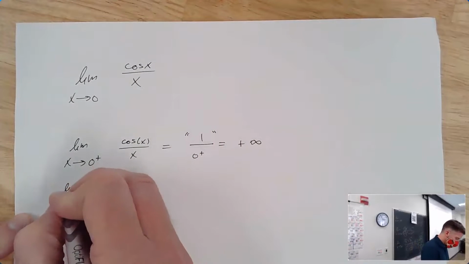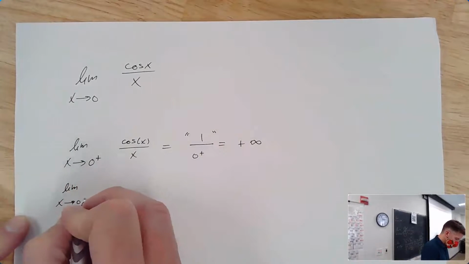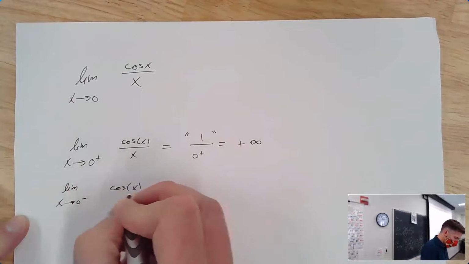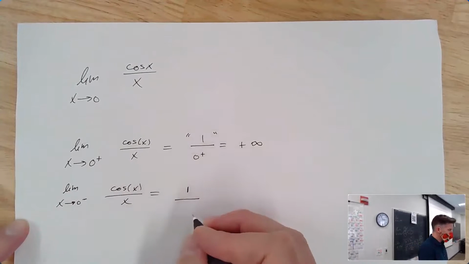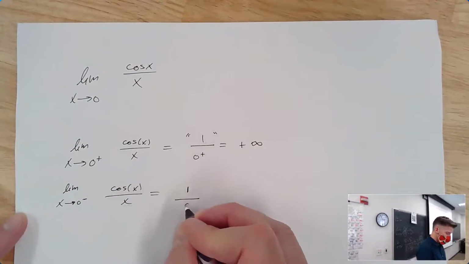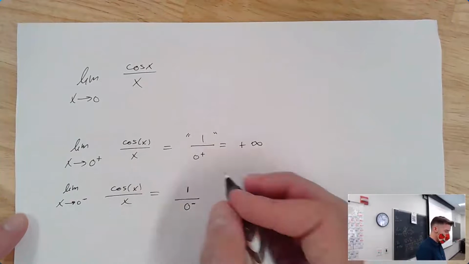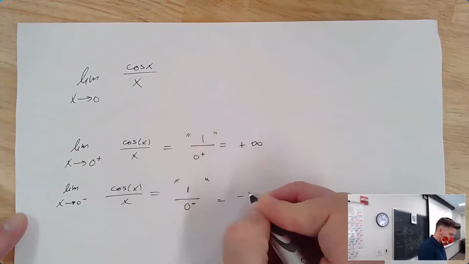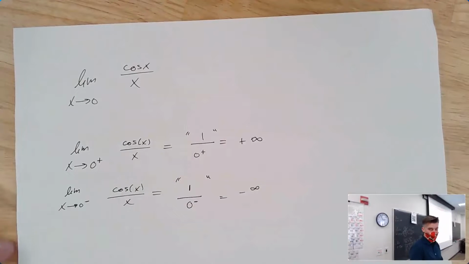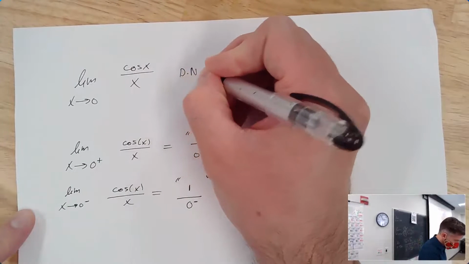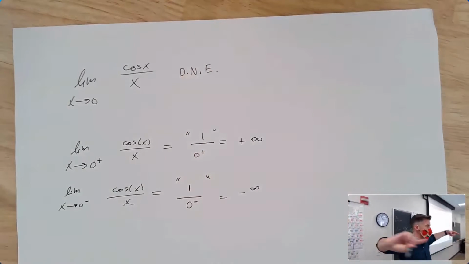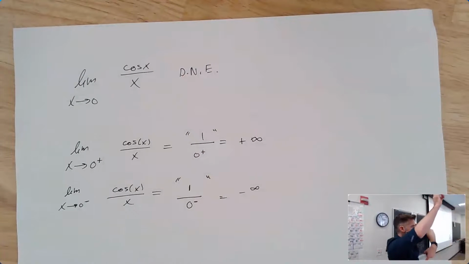What if we approach 0 from the left-hand side? We're still going to get 1 on top, but now the denominator is going to be a little bit negative. So we're going to get negative infinity. So this limit doesn't exist in the way that one side's shooting up to infinity and one side's shooting down to negative infinity.